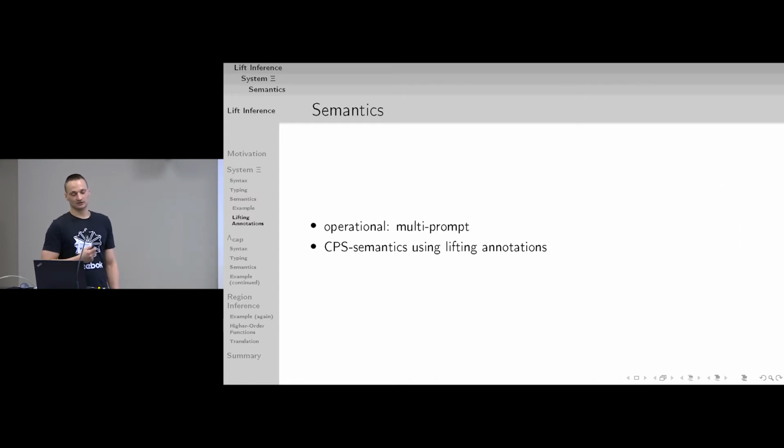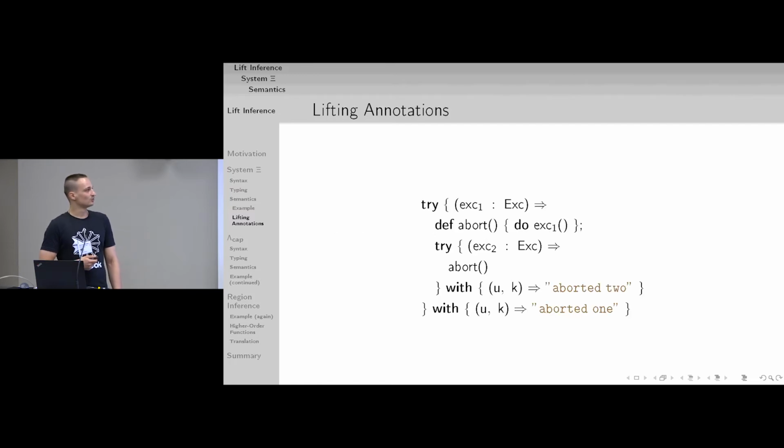What we actually want is a more efficient semantics. So we also have a CPS semantics, which uses so-called lifting annotations, and with these lifting annotations, we can derive a very efficient CPS translation. So what does that mean? Well, we have just seen that when abort is called here, the capability which is performed has to jump over this inner handler. So what we want to do is make this explicit, and we could do this with a lifting annotation.